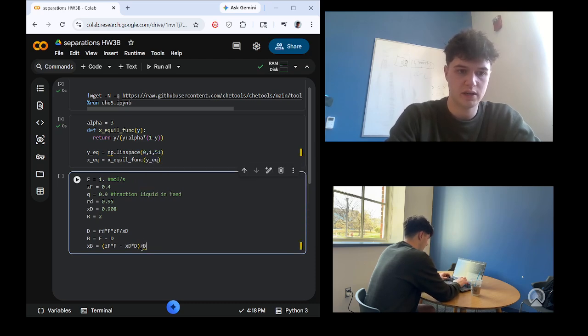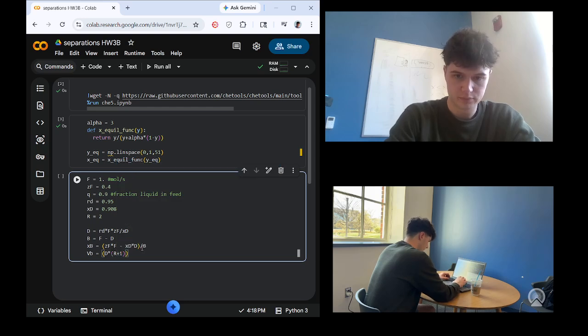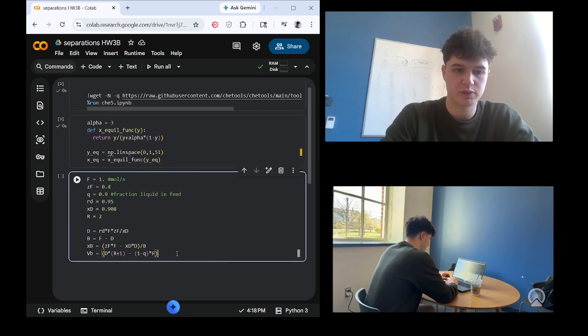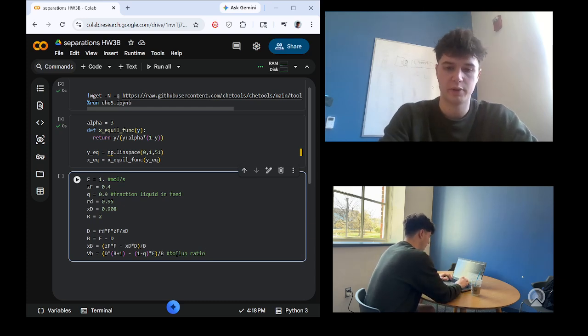We also need our vapor boilant, and that is going to be equal to our distillate times our reflux ratio plus 1, which will then also be subtracted from 1 minus Q, and that Q value will be multiplied by our feed stream. And again, all of this will be divided by B. And then again, just a reminder, this is the boil up ratio that we solved for in the last part of what I did on the iPad.